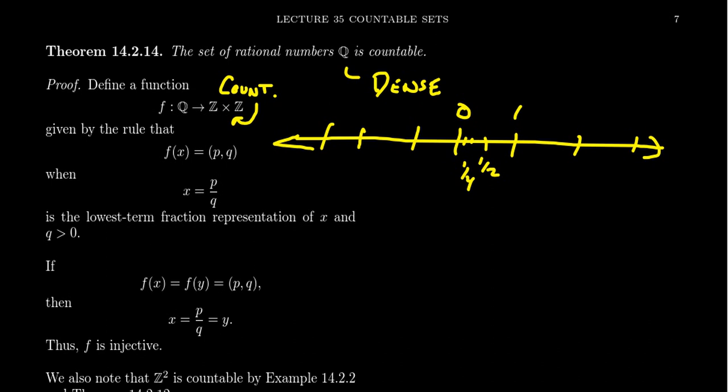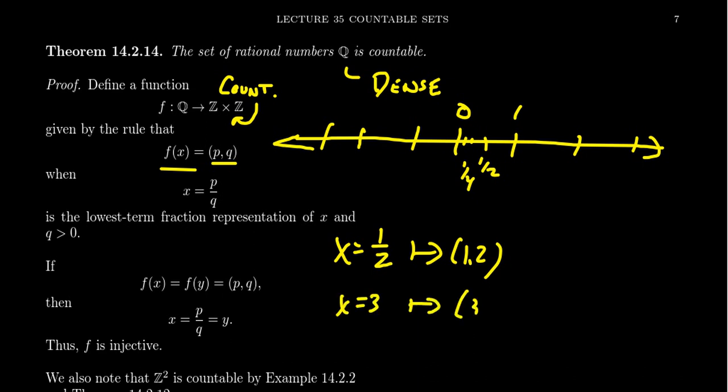Well, what's the formula here? If you take any rational number x, I want you to take f of x to be the ordered pair (p, q), where x is equal to p over q, and p over q is in lowest terms. So for example, if x equals 1/2, you're going to map this over to (1, 2). If x equals 3, you're going to map this over to (3, 1). If x equals 0, you're going to map this over to (0, 1). If x equals negative 3/2, you map this over to (-3, 2).